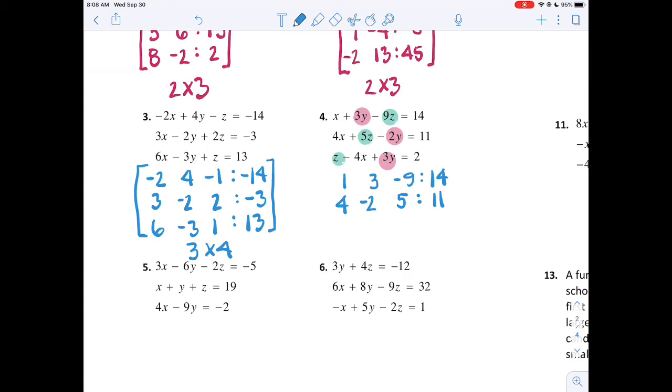Finally, I need to use -4 because my x is right here, and it's a -4. Remember, that comes first, followed by y, which is 3. Z is a 1 because there's no coefficient shown. And then finally, my 2. This gets brackets, and we again have a 3 by 4 matrix, 3 rows, 4 columns.